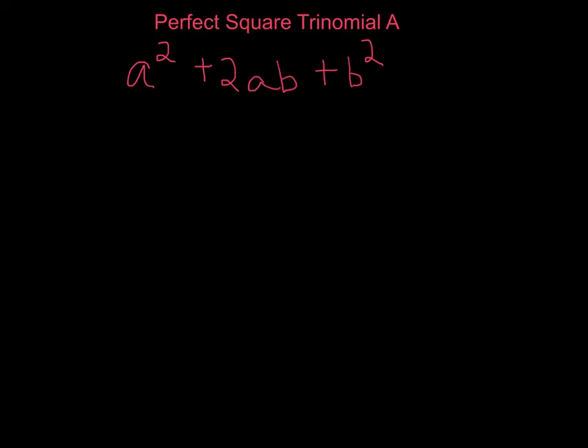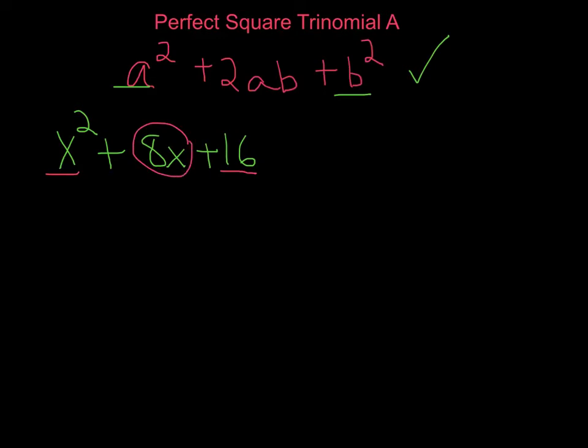Alright, so for the first set of examples, all of the trinomials I'm going to give you are going to be in this form, a squared plus 2ab plus b squared, which means our first and the last terms will be perfect squares. So let's do the first example. X squared plus 8x plus 16. So you should recognize the first term and the last term are perfect squares. The middle term does not need to be a perfect square.